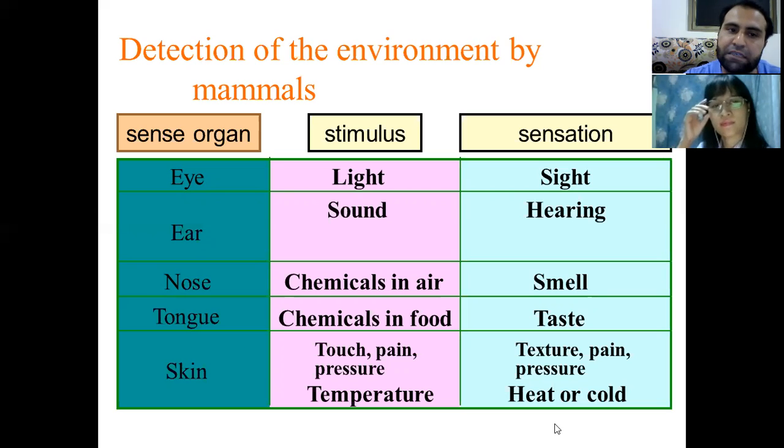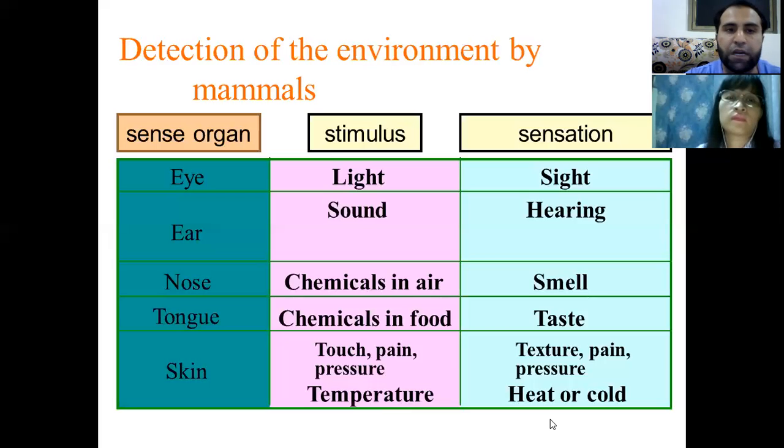For skin, you know, skin is also a sense organ, and there are different stimuli. Skin contains receptors for touch. It also contains receptors for pain. You feel pain because of those receptors. Those special receptors are called nociceptors. In the skin, we also have pressure receptors called baroreceptors. You can sense pressure. In the skin, there is also a special receptor called thermoreceptor. You can feel whether a thing is hot or cold by the thermoreceptors present in the skin. So this is the discussion of sense organs.